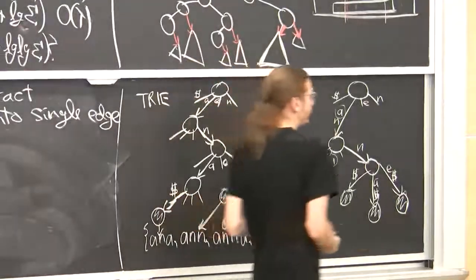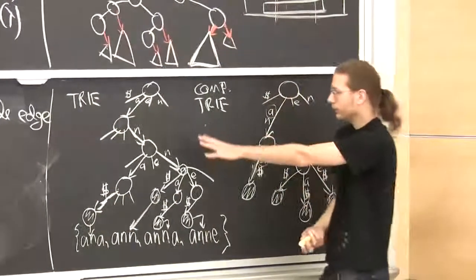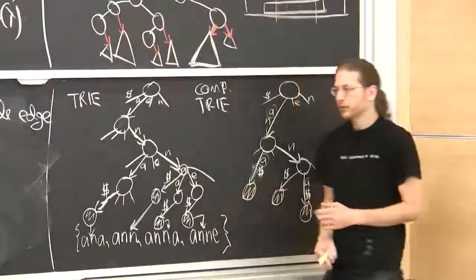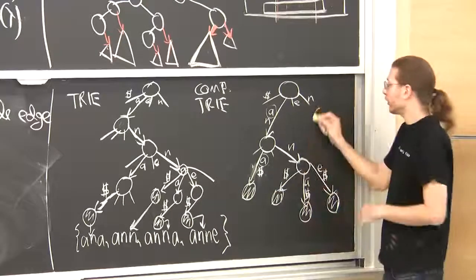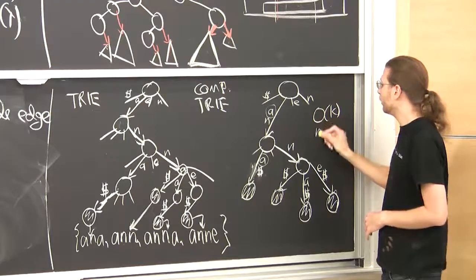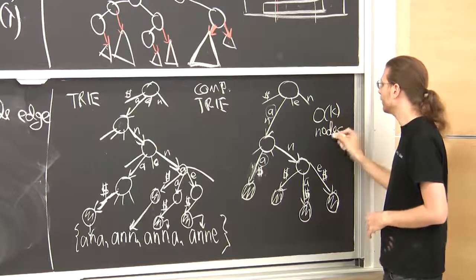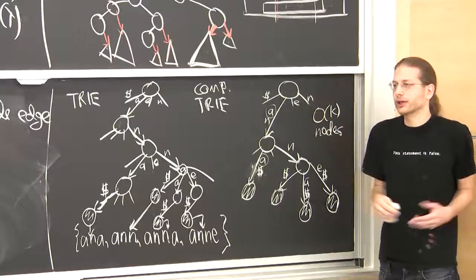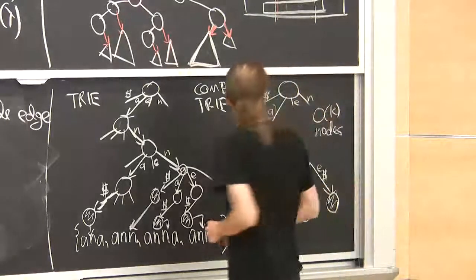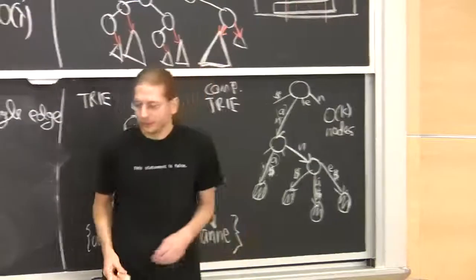The nice thing about the compressed trie is that here we knew the number of non-branching nodes was at most the number of leaves. Over here, the number of internal nodes is at most the number of leaves. So this structure has order k nodes in total, because we got rid of all the non-branching nodes. I guess except the root. The root might not be branching, but we've got a big O there to cover us.